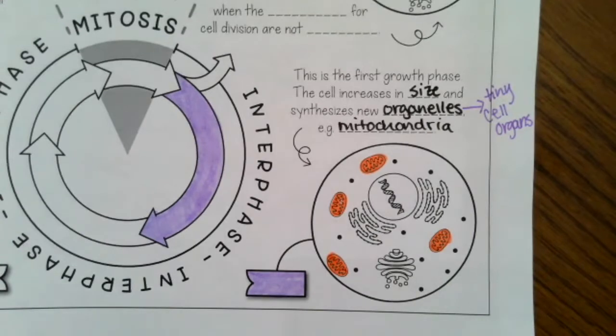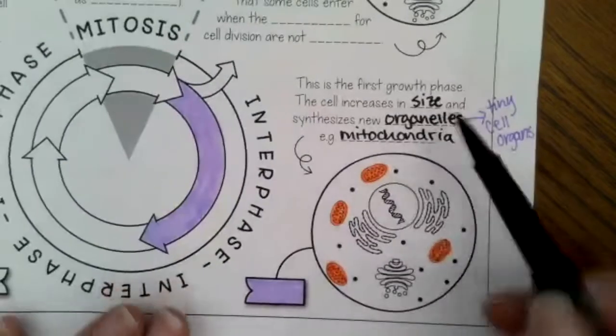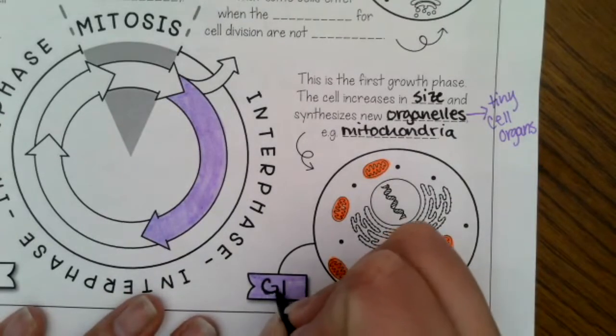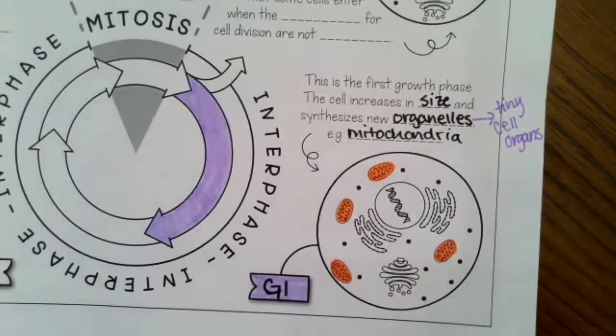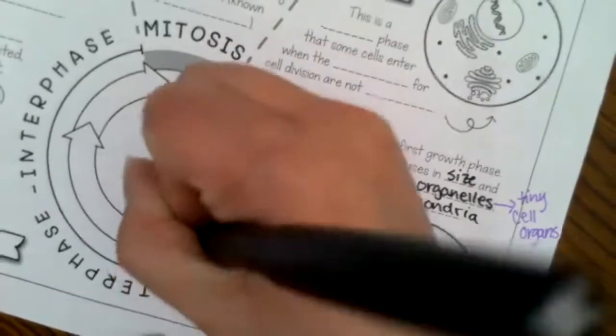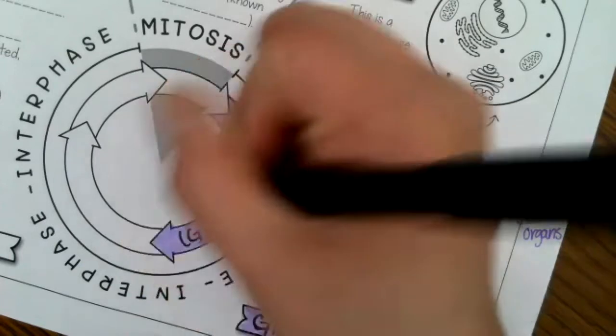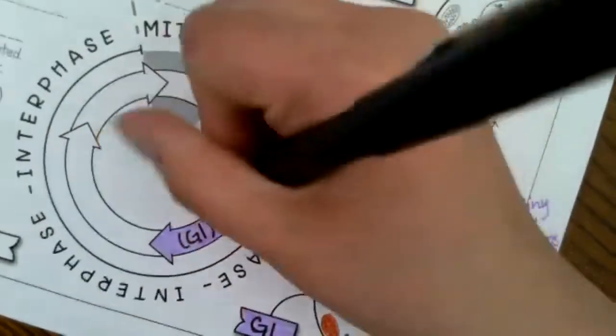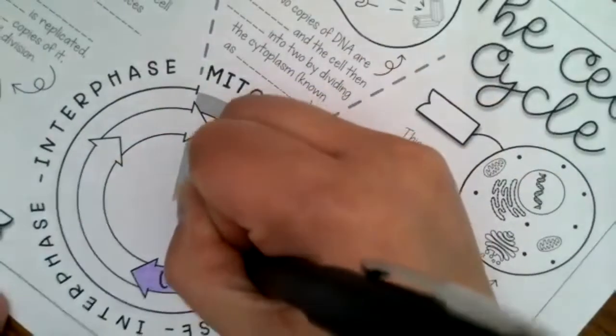So this phase where we're doing our first growth phase is going to be known as G1. And G is going to stand for, guess what? Growth, exactly. So I'm going to make sure that I make that note over here also. So this is G1, and it is characterized by growth.